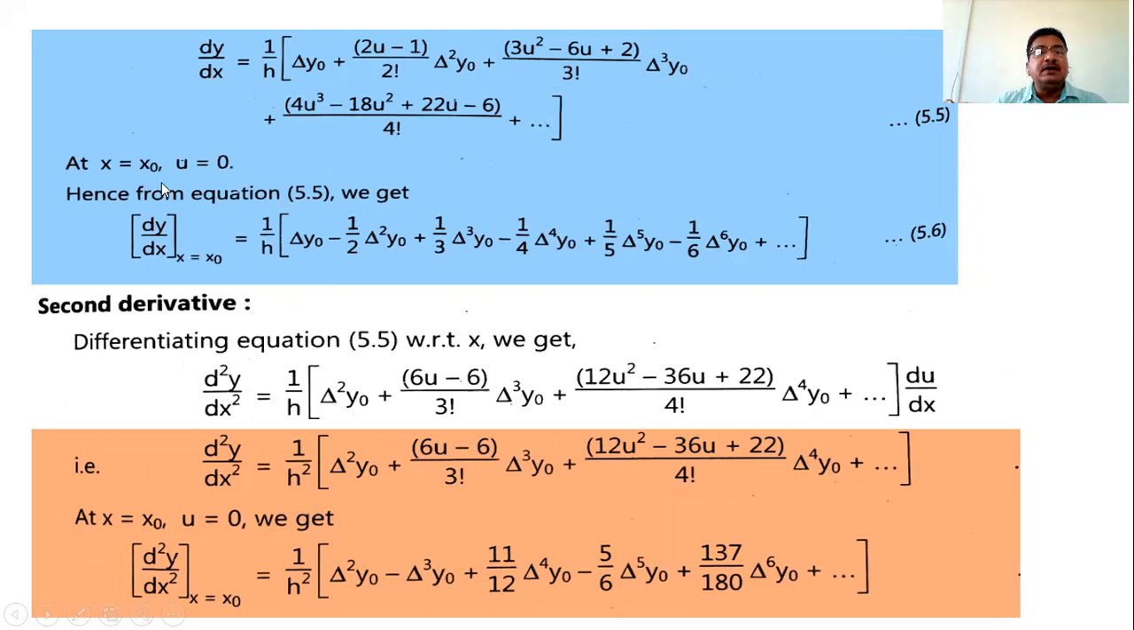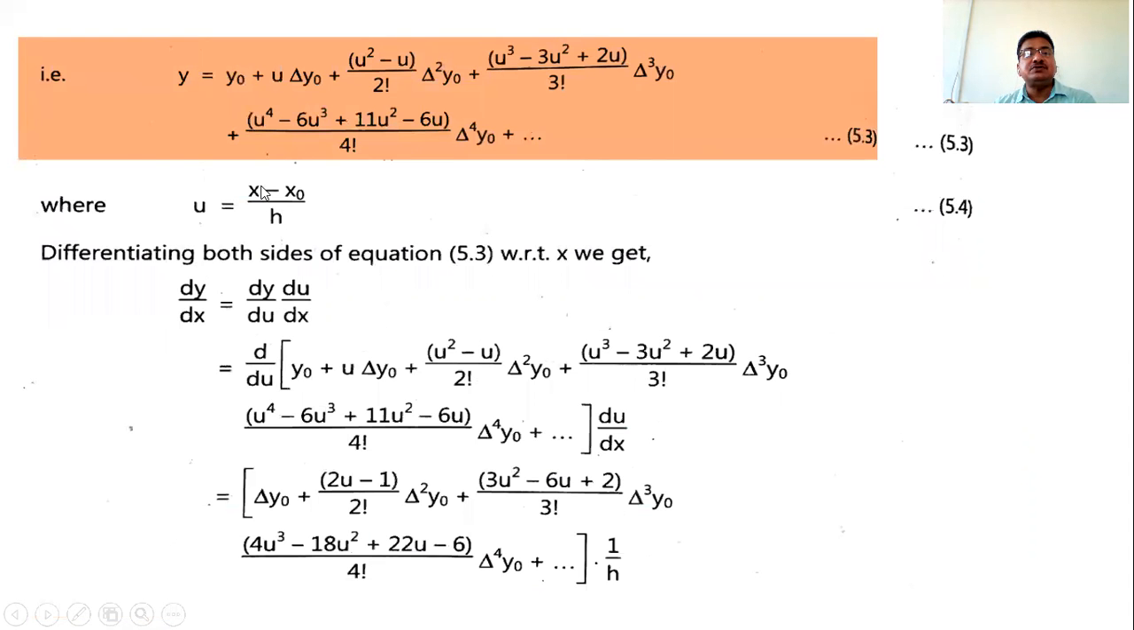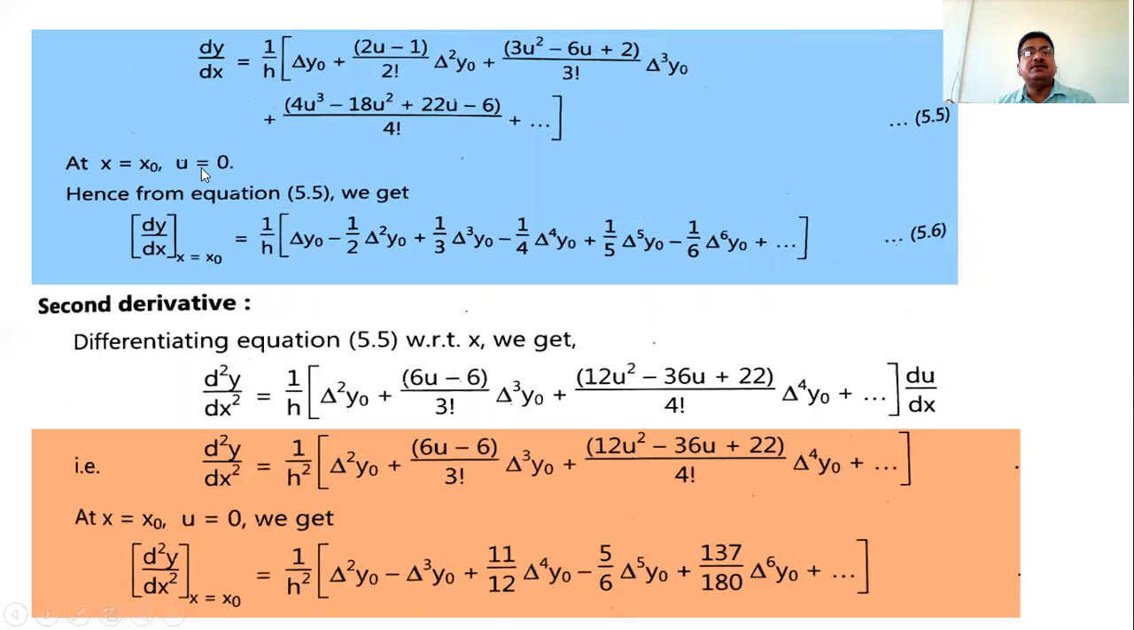Then at x is equal to x naught, what happens? u is 0. If you substitute x is equal to x naught, then x naught minus x naught is 0, that is u is 0. Substitute u is 0 in this equation. What do we have? dy by dx at the first point, at x is equal to x naught, is what?